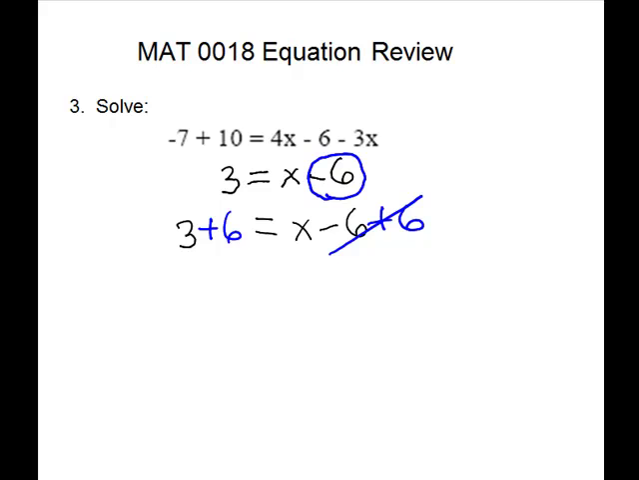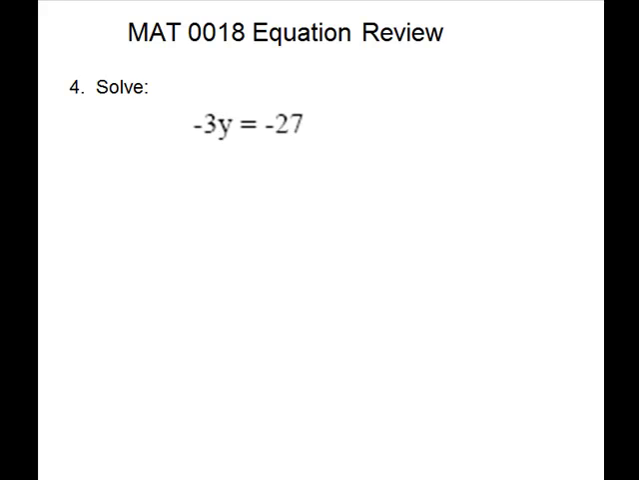Clean up. On the left-hand side, those are both positive. They're going to add and stay positive. 9 equals x. For number 4, you want to notice that your -3 and your y are side by side. This means they're multiplied. To reverse a multiplication, you divide, and you divide by the sign of the coefficient. Our coefficient is a -3, so we want to divide by -3.